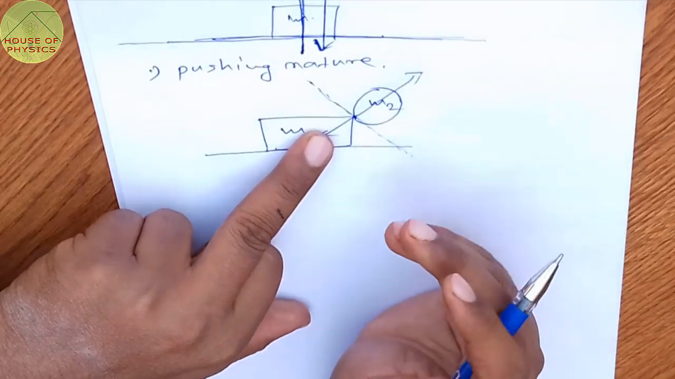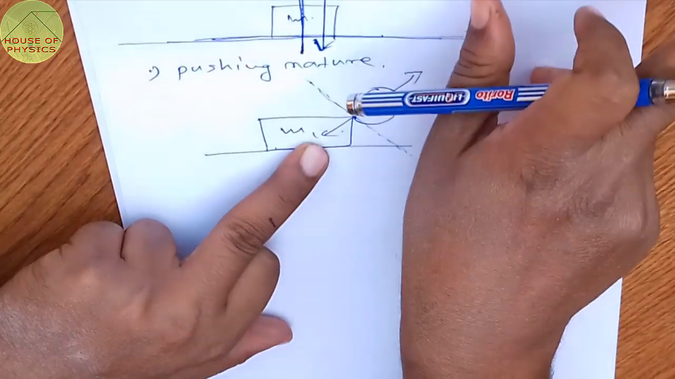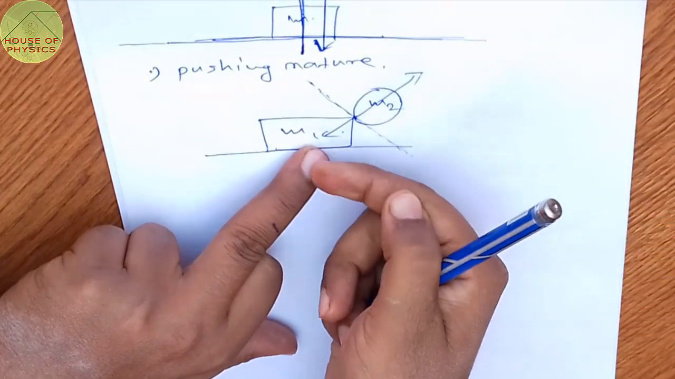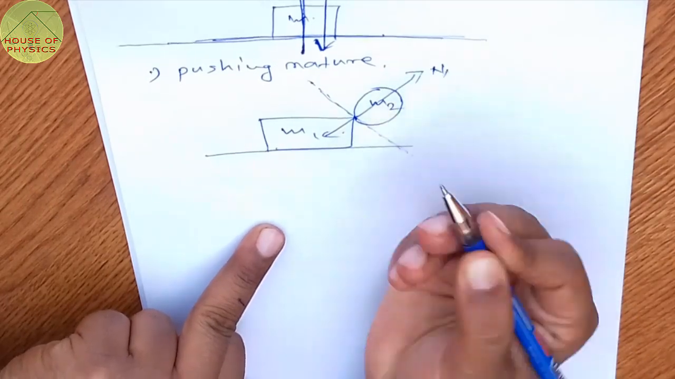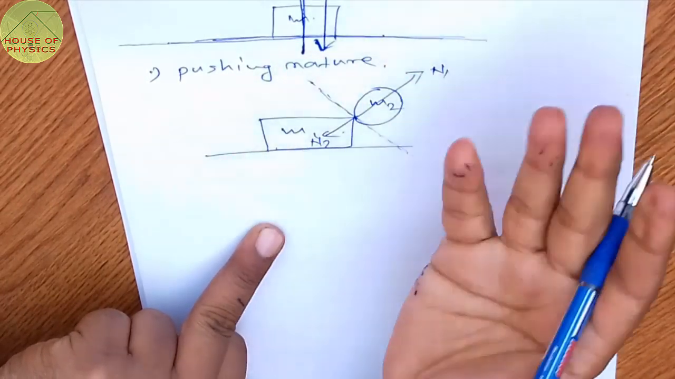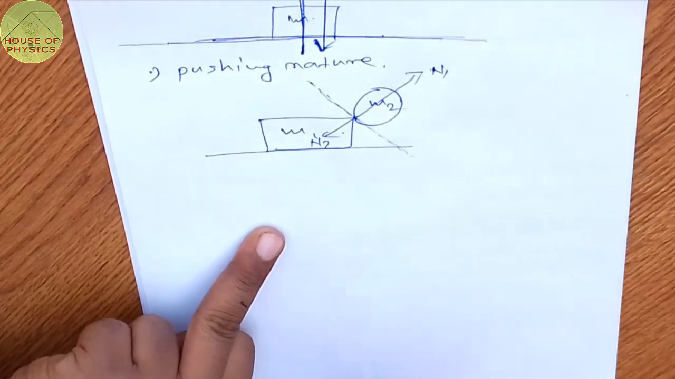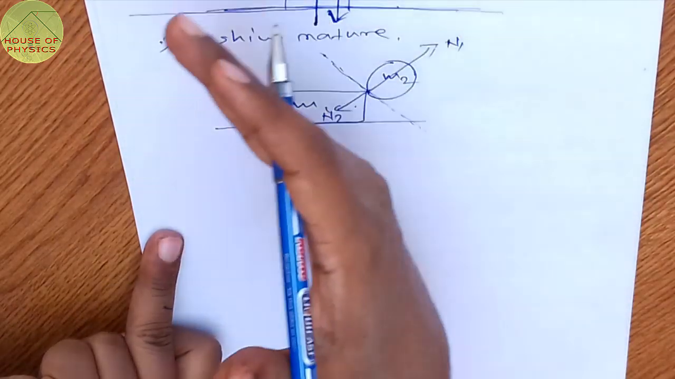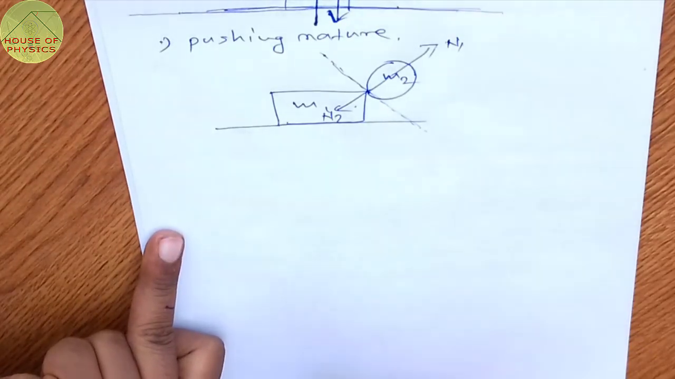Since this normal contact force is of pushing nature, this block will push this M2 block in this direction, and M2 block will push M1 in this direction with some normal value, say N1 or N2. Well, N1 will be equal to N2. This is another mathematical calculation that will be studied in Newton's laws. So we can easily identify the normal contact force acting between the two blocks.